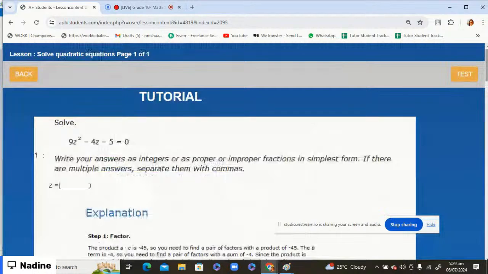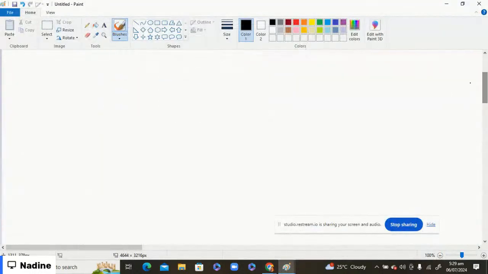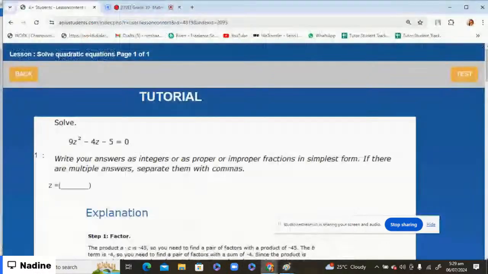So here is the question. Let me write a question and then we will solve it by using factorizing. So the question is x square minus 8x plus 15. I'm just choosing a random question.